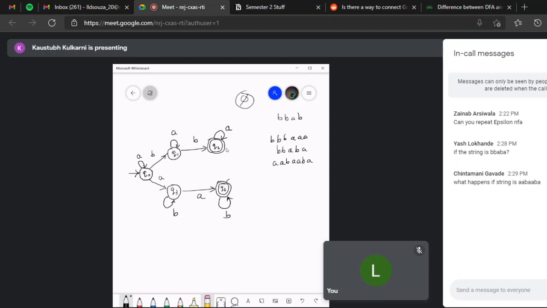So the condition is exactly two Bs or at least two As or both. Okay, so in this case, on the first B, it will go from Q0 to Q1. On the second B, Q1 to Q2. On the third B, it cannot go anywhere from there.